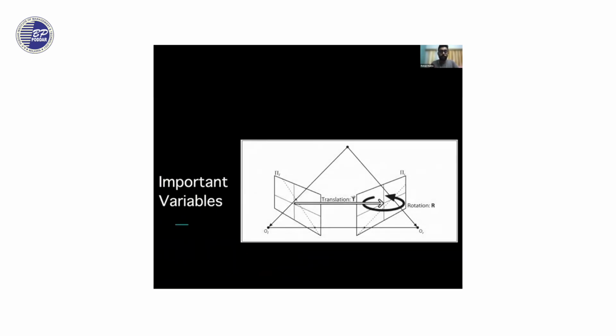Okay, and there are two more important variables we should know. One is the translational vector, the other is the rotational matrix. So here, suppose that this is our left camera and this is the right camera, and they are tilted a bit. Let's assume that in this total camera system, the left camera is our origin. So taking this as origin, the distance of this right camera's position is the translation, that is this one. And rotation is basically how much the camera is tilted, which will give us the R.